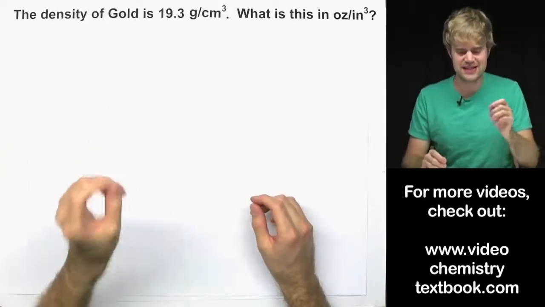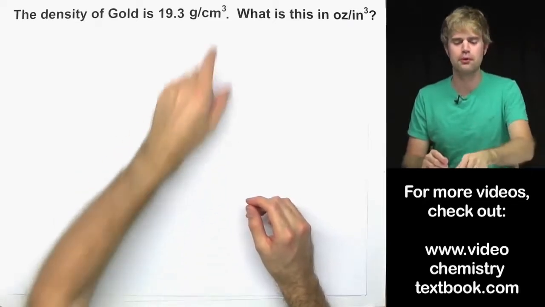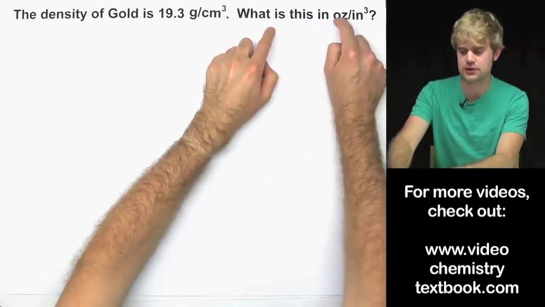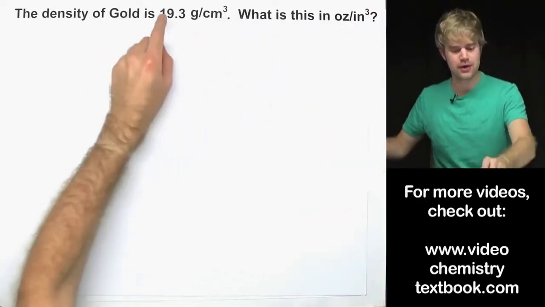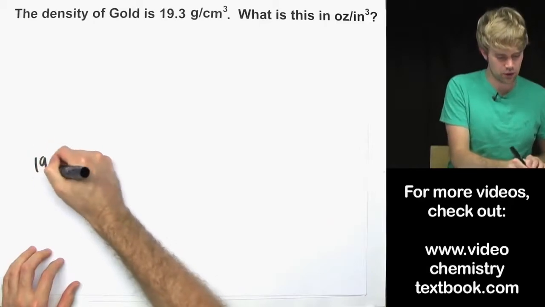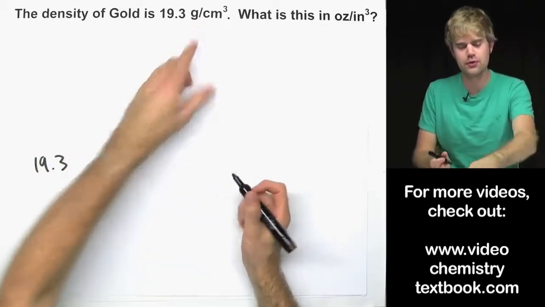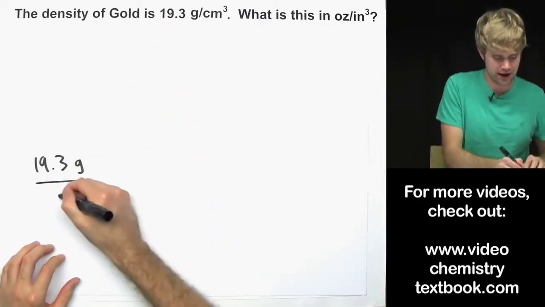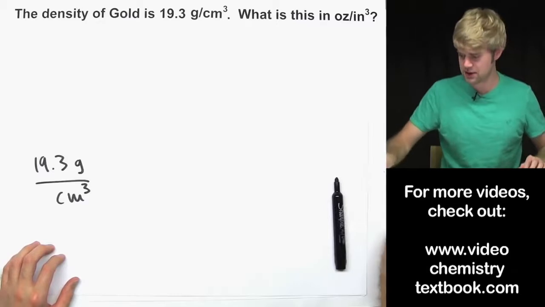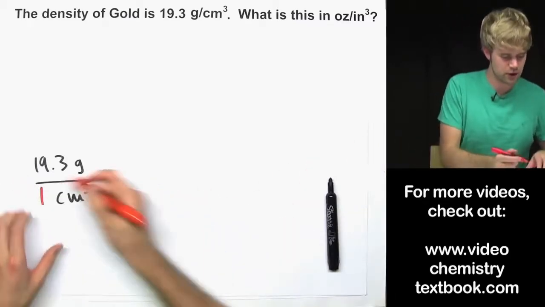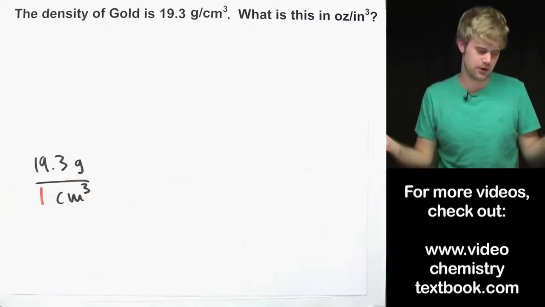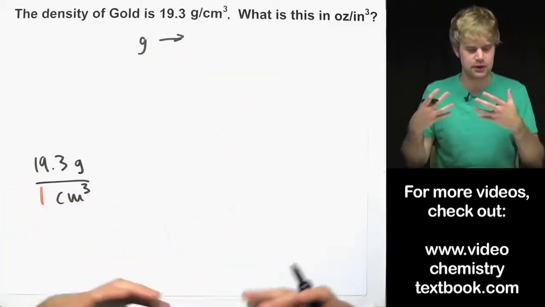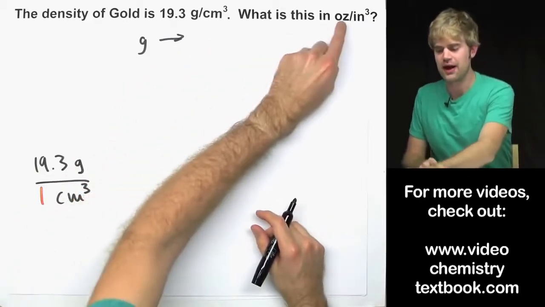The density of gold is 19.3 grams per cubic centimeter. That's the same as centimeters cubed. What is this in ounces per cubic inches? So 19.3, the density of gold, has a top and a bottom. The first thing I want to do is write it with a top and a bottom. So 19.3 grams divided by centimeters cubed. And as I said before, if there are no numbers here, you can always put a 1 there, divided by 1 centimeter cubed.